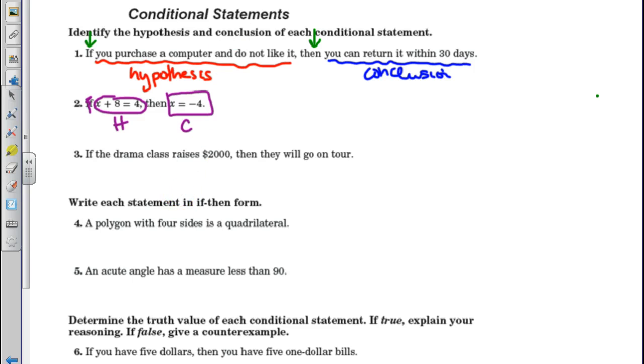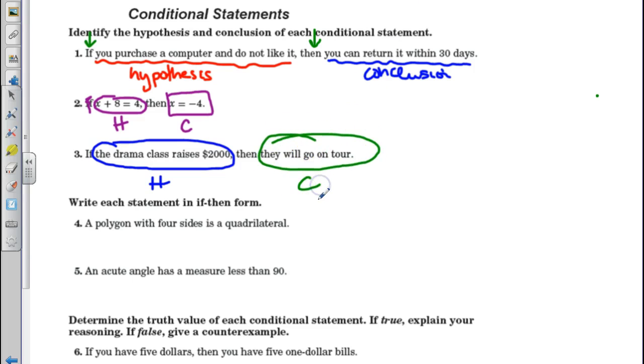All right, number 3. If the drama class raises $2,000, then they will go on tour. Hypothesis: the drama class raises $2,000. Conclusion: they will go on tour. All right, good job, guys. Okay, let's look at the next problem.